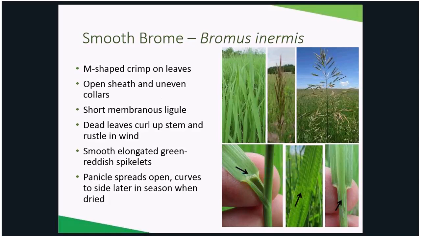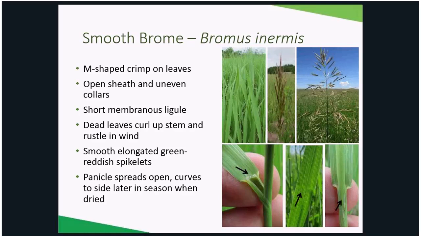Okay? But the way that I identify smooth brome is actually with a leaf characteristic. So this is a grass that if you run your fingers from the bottom to the top of the leaf blade, you'll feel an M-shaped crimp on the leaves. And I tried to capture it in this photo down here with the sunlight in the background. You can sort of see an M-shaped crimp, but it's definitely very apparent when you are able to feel that grass. Once I feel that crimp on the leaves, I know it's smooth brome.